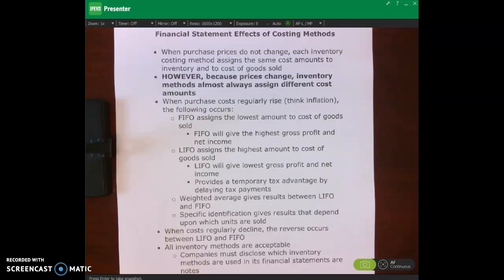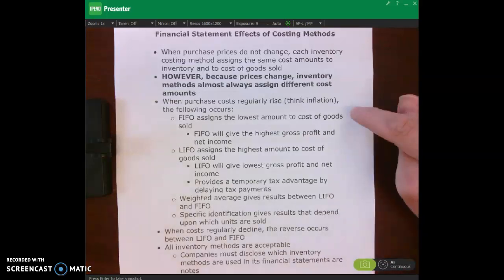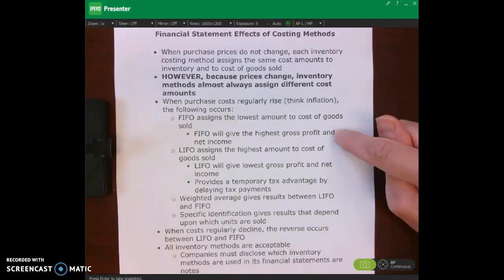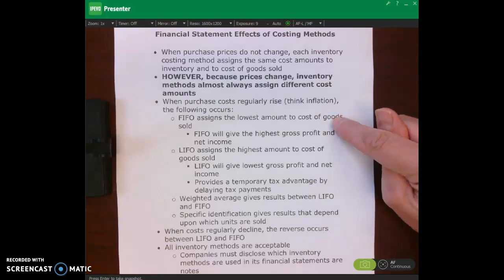Okay? So because prices change, though, inventory methods will assign different costs to cost of goods sold and ending inventory. So when we have a situation when purchase costs rise, so think inflation, what that means is that first in, first out will assign the lowest cost to cost of goods sold. And because of that, it gives us the highest gross profit.